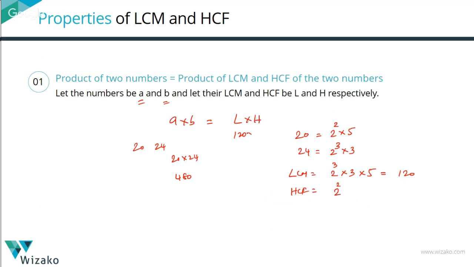So 120 into 4 is the same 480. So the product of two numbers is always equal to the product of the LCM and HCF of these two numbers. We have written this rule, and we have taken a numerical example and checked why it works, how it works.